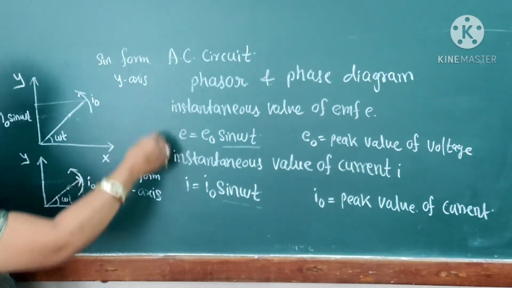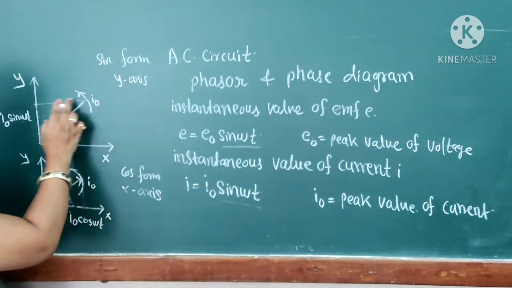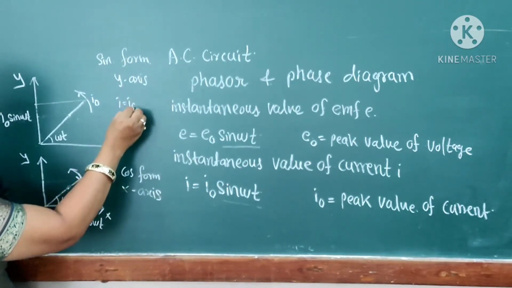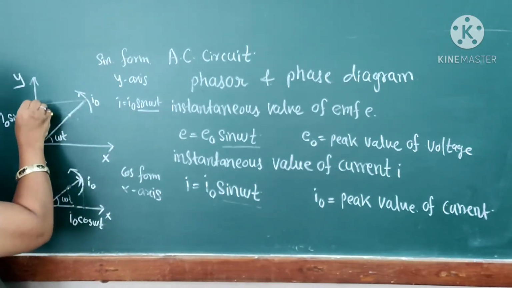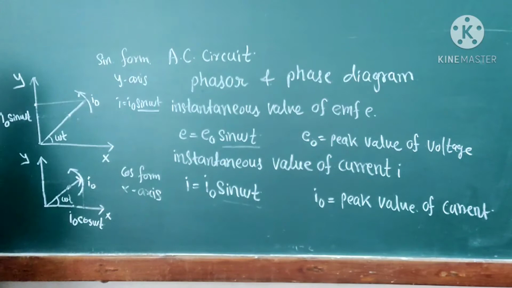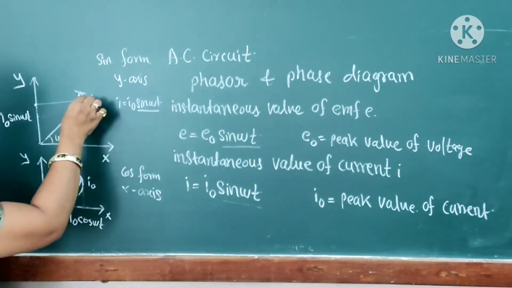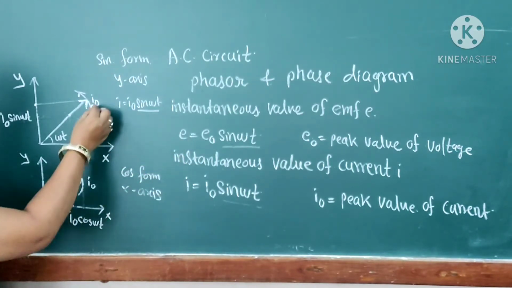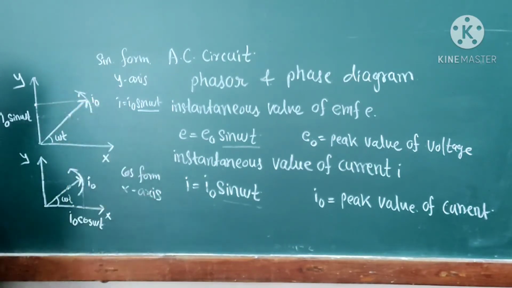Now see the example of the current. If there is a sine function, I is equal to I naught into sine omega t, then we take the projection on the y-axis. The projection on the y-axis gives the instantaneous value of the current I. The arrow of this rotating vector represents the maximum value of the current, called the peak value I naught. The length of this arrow gives the value of I naught.